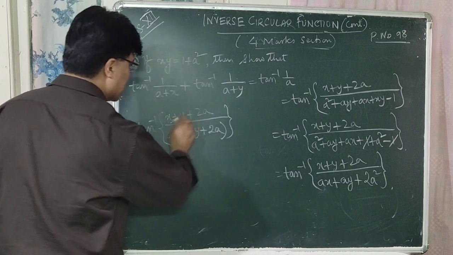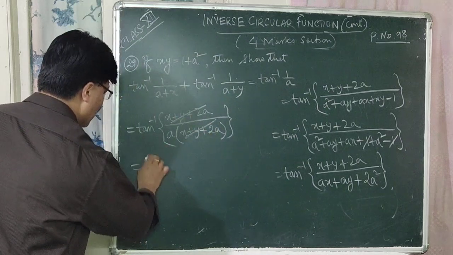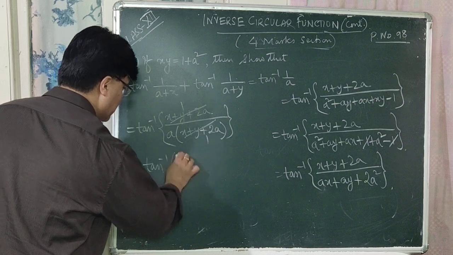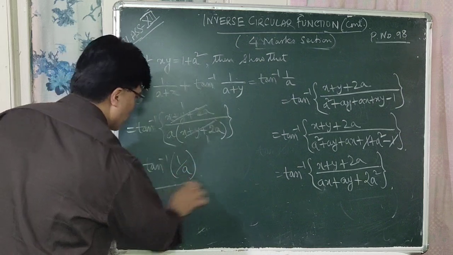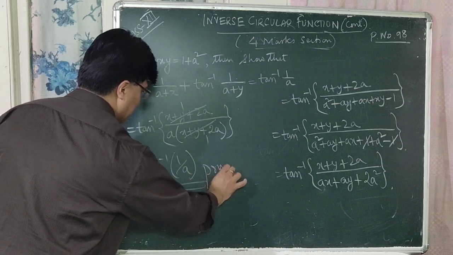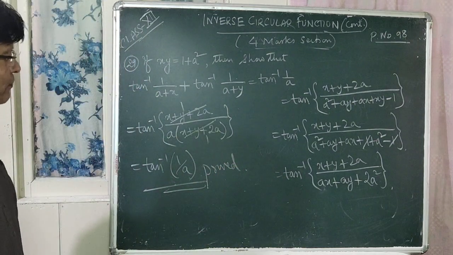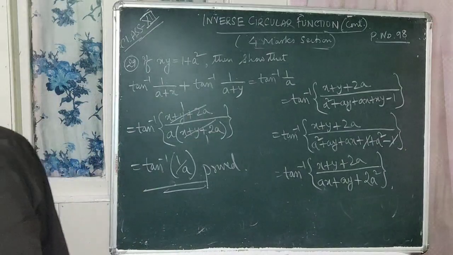So here you can cancel x plus y plus 2a, which is equal to tan inverse, actually it is 1 upon a, so it is tan inverse 1 upon a. So it is proved. Okay, you have understood this one? So you can copy it.